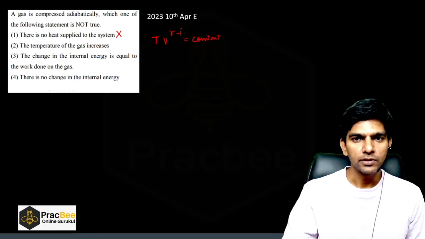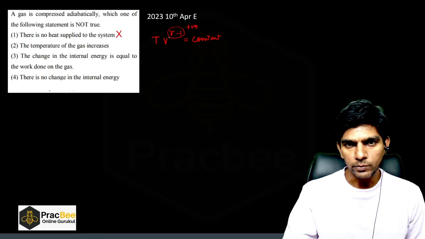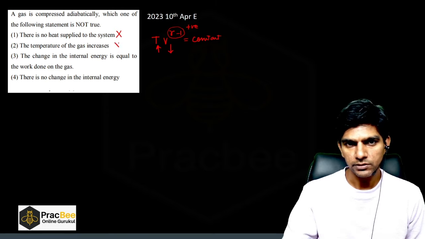Now gamma minus 1, this value is positive. So if volume decreases, then the temperature will increase. So option 2 is again correct. So this is not our answer.